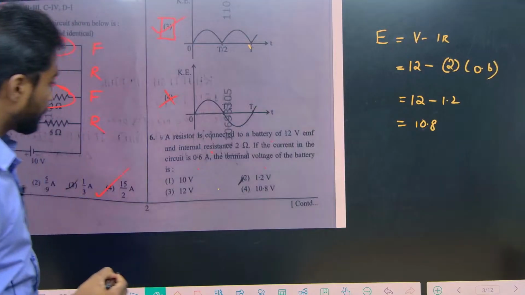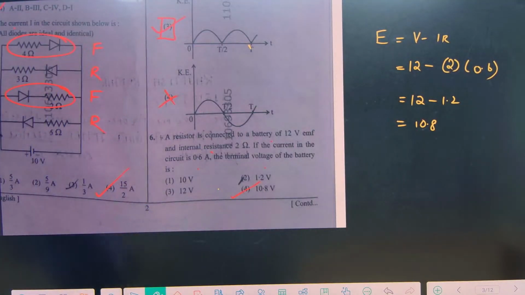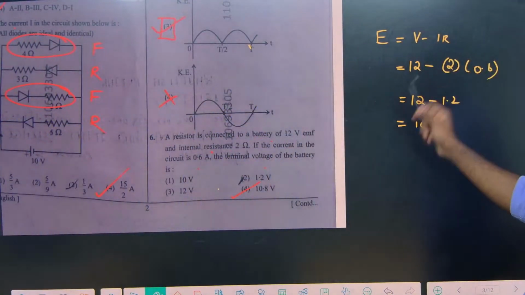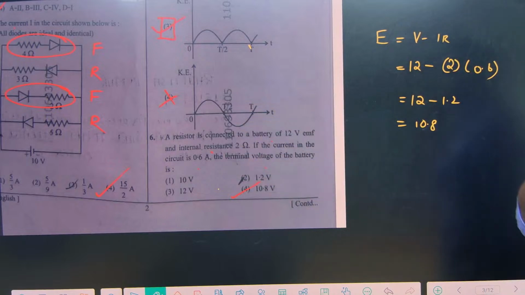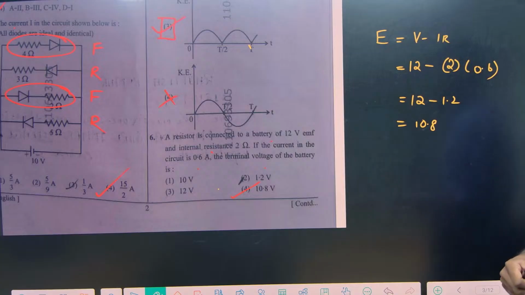Option 4 is the answer, 10.8. They are asking for terminal voltage, so look at the question carefully. Okay, I guess it's clear about the first page of the question paper. Can we go for the second one?